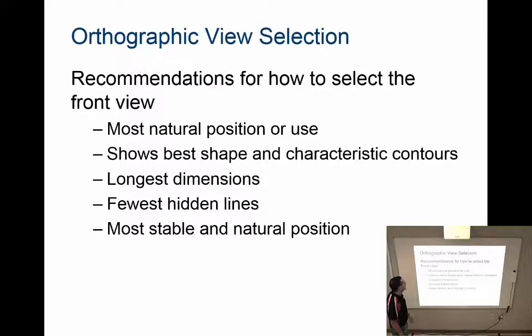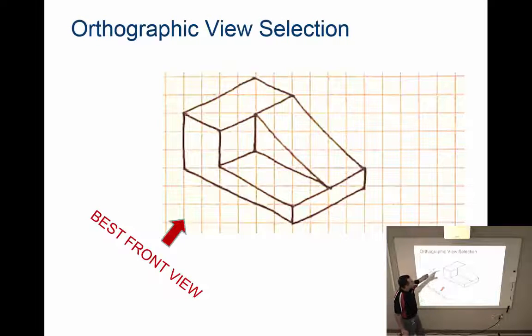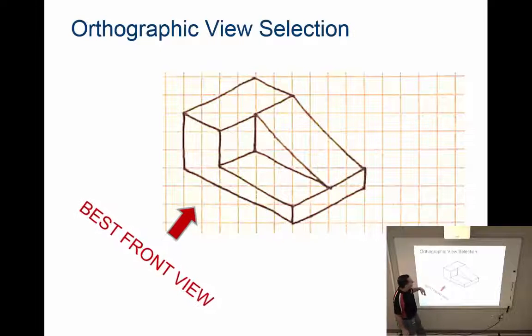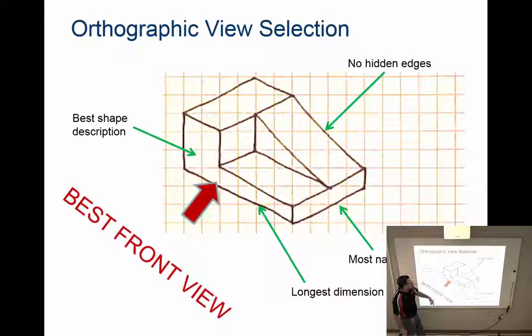Okay. So when I'm placing the object in that box, I do need to identify the proper front view for that object. And I know we talked about this several times. And again, here's the criteria. Most natural position, shows best shape and characteristic contours, longest dimensions, fewest hidden lines, and most stable and natural position. And again, we've used this example before. If this were the object, identified this view, meaning I would be looking perpendicular to this view, as my front view because of the fact that it meets the criteria that we listed out.